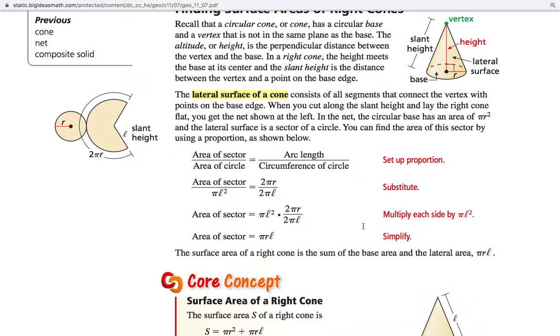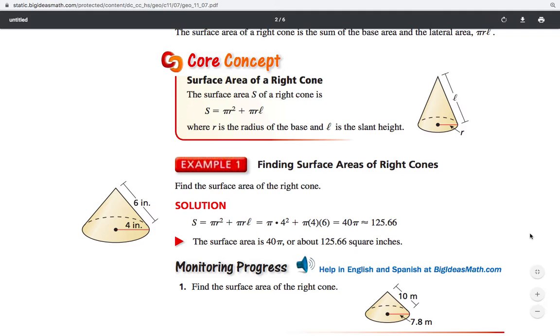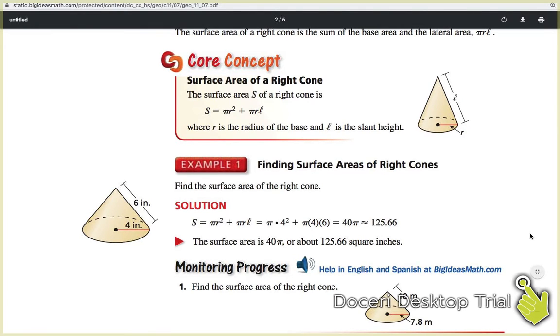So they're going to show us how to get there. We don't need to know all of this. What we need to know is this core concept here, which is just the formula. All right, you got the surface area, capital S, surface area, is pi r squared. That's the base, right? Pi r squared is the base. That's the circle at the bottom. And then pi rl. Pi rl is going to give us the lateral area.